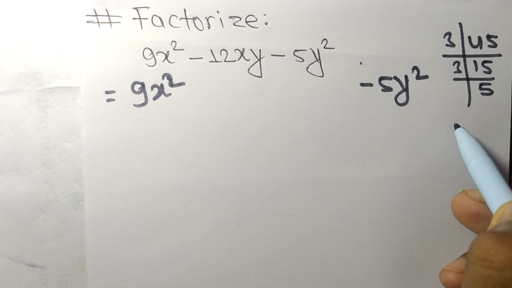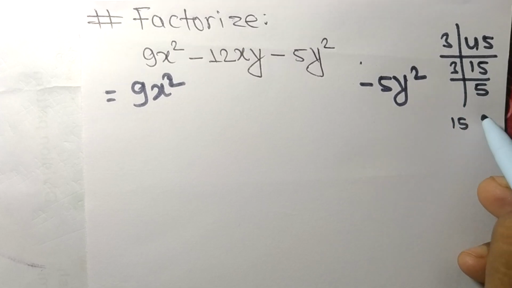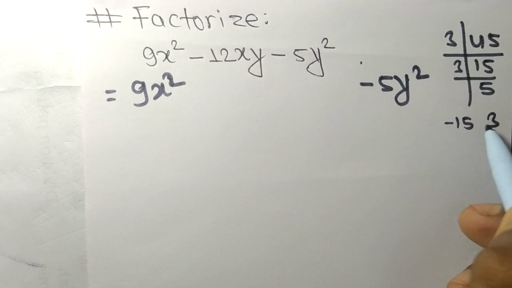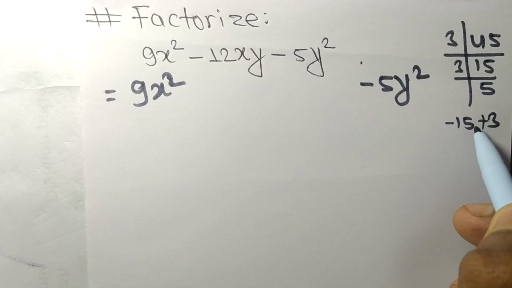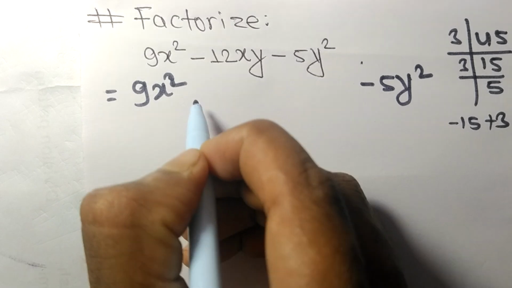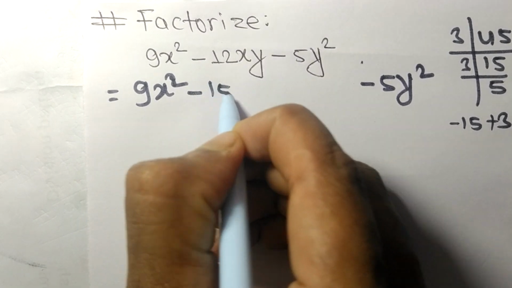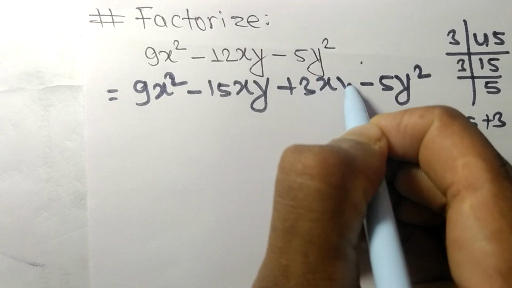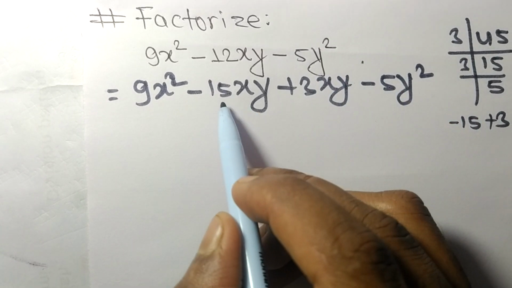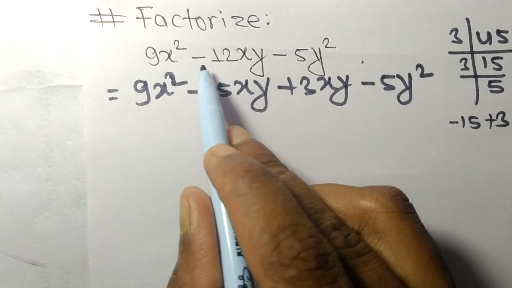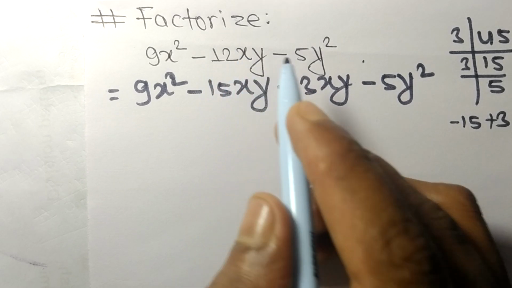So 3 times 5 means 15, and this 3. So we need minus 12. So minus 15 plus 3 means it is minus 12. So it can be expressed as minus 15xy plus 3xy. So minus 15xy plus 3xy means it is minus 12xy.